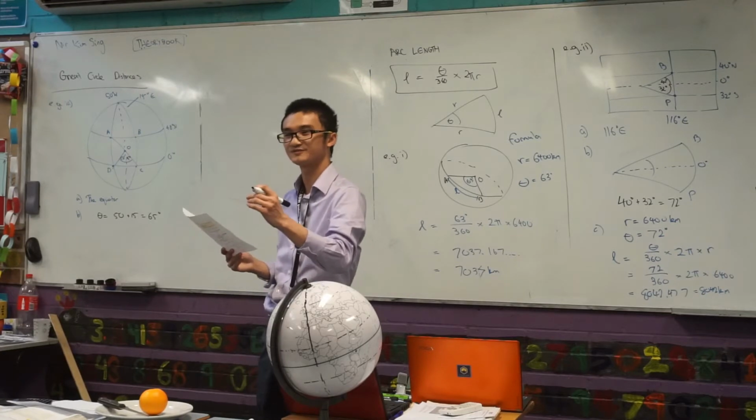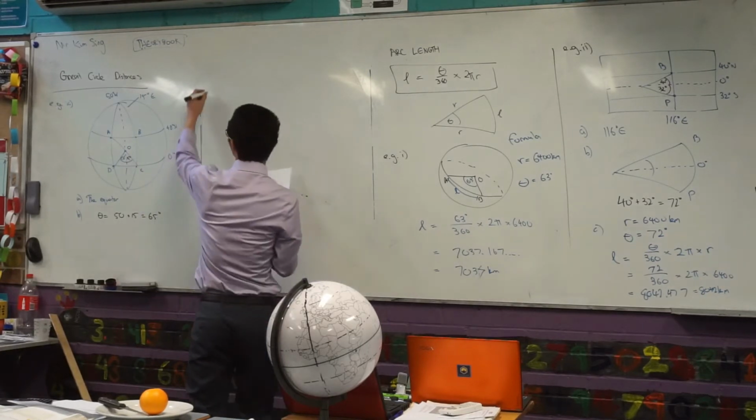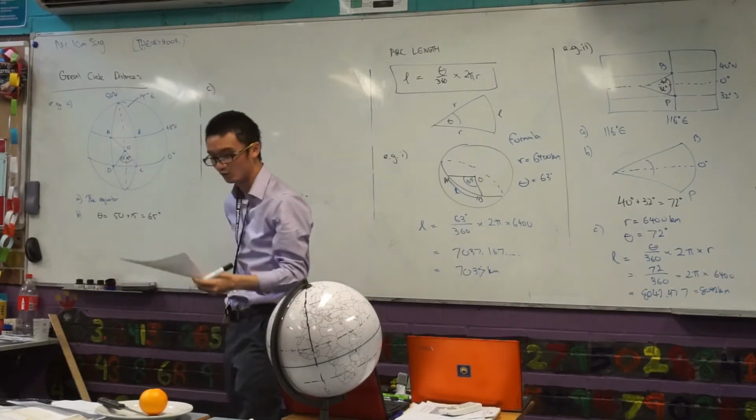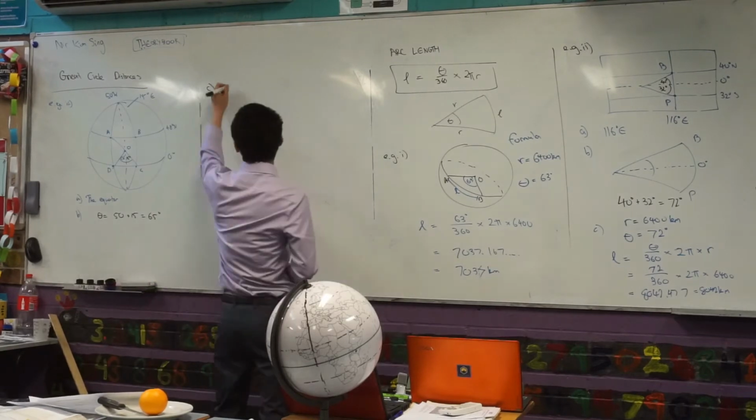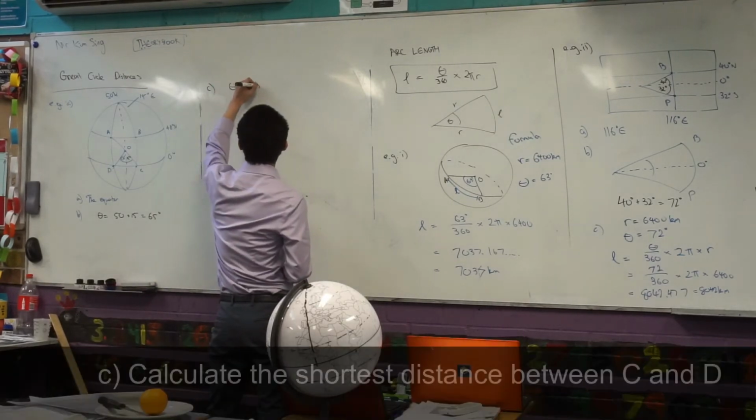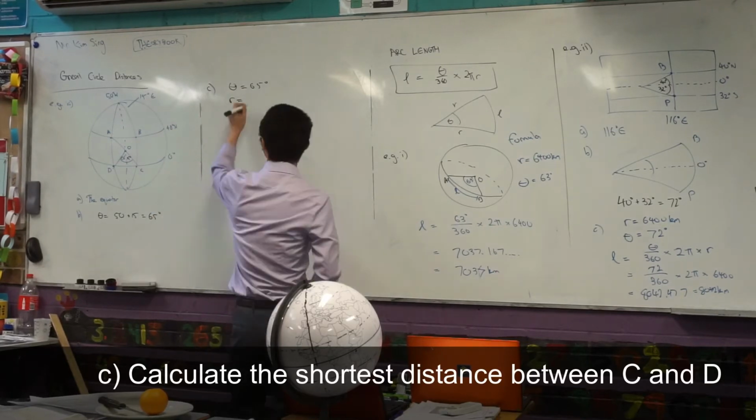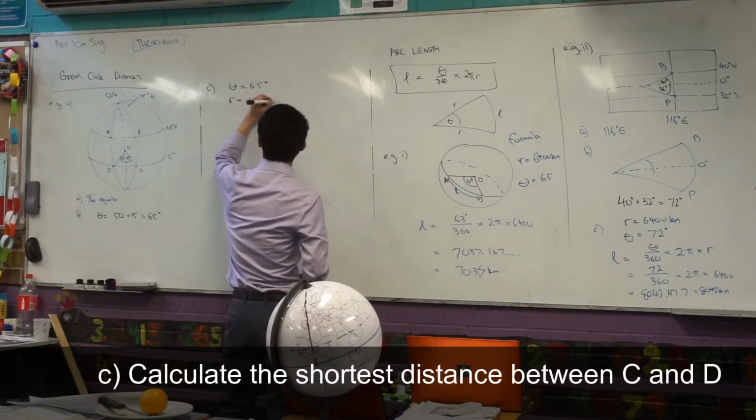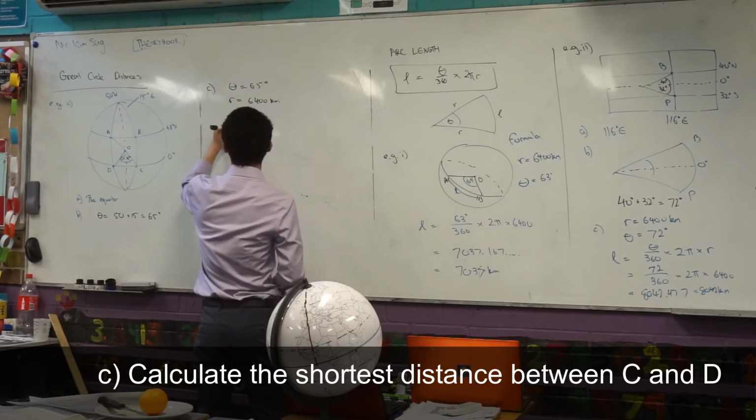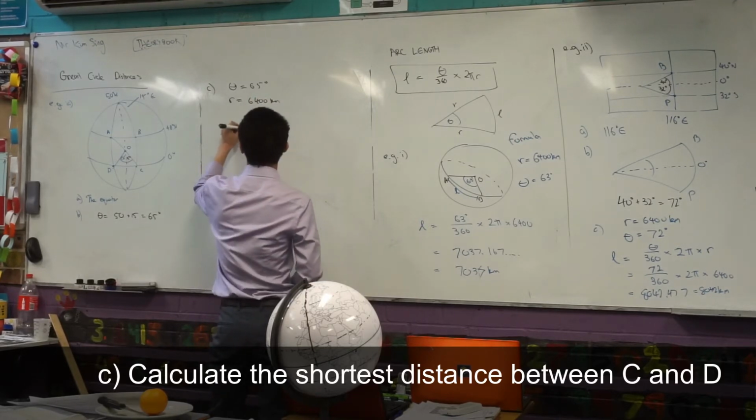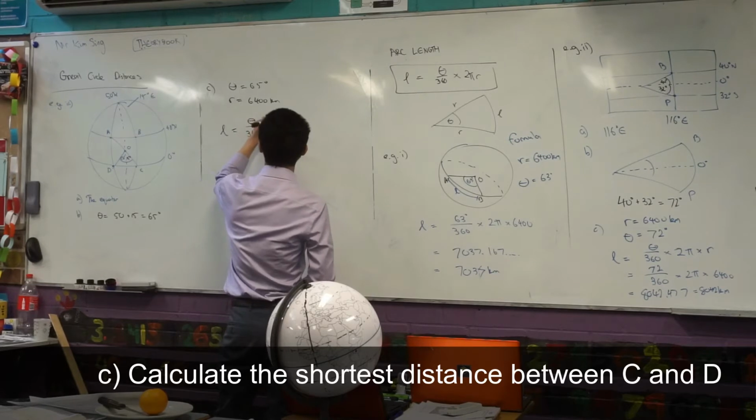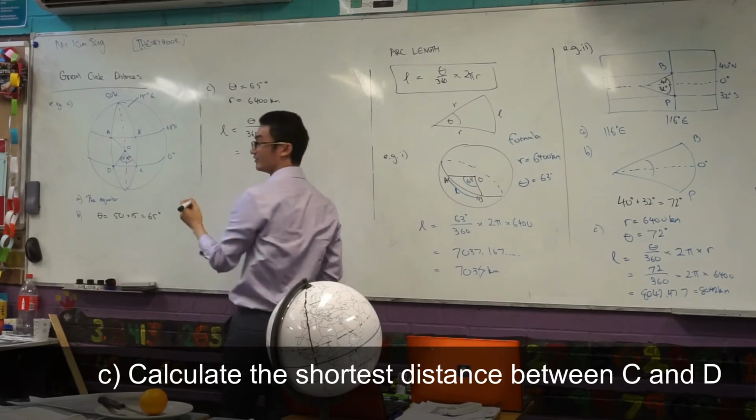Does that make sense? So now we have to find the L, the length. What information do we know? Well, I know theta is 65. And can you tell me R again? Isn't it 6,400? Perfect. So all we have to do is substitute that into our formula. Jordan, did that make sense? Why you need to add, not subtract?